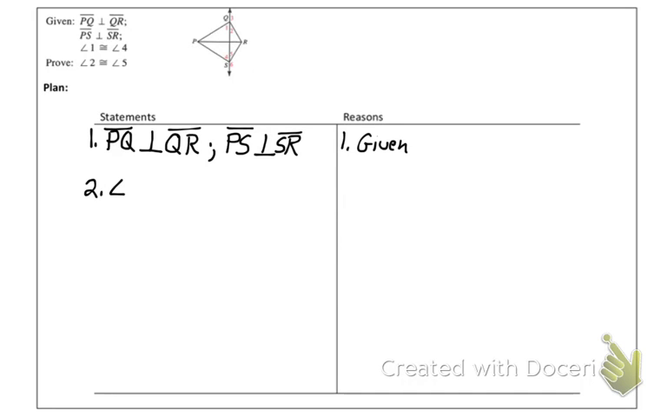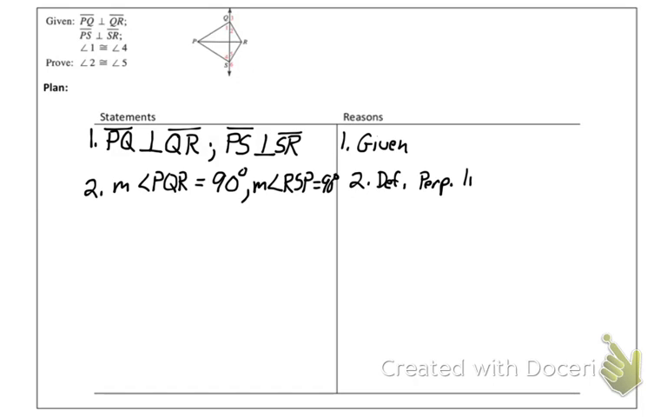So let's just say the measure of angle PQR equals 90 degrees, right? And that must mean that the measure of angle RSP does too. I'm just going to say that's what perpendicular lines means. That's what it means to be perpendicular, that it creates these 90-degree angles.